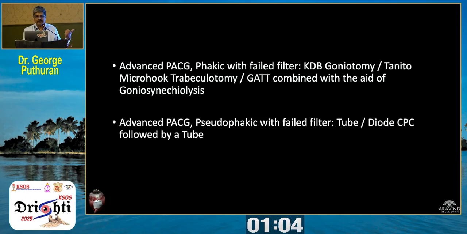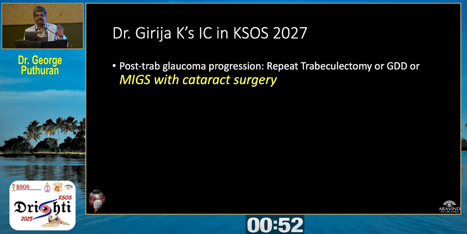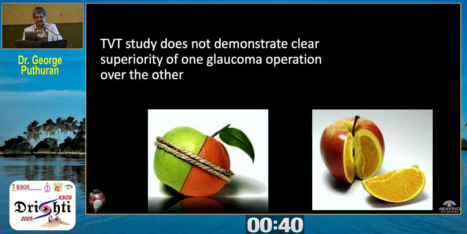Again, advanced PACG, pseudophakic with a failed filter, tubes are an option, and if the pressures are very high, you could try a diode CPC to tamponade the pressure temporarily before going for a tube. I can already see Dr. Girija's question in KSOS 2227: post-trab glaucoma progression, repeat trabeculectomy or GDD or mix with cataract surgery.